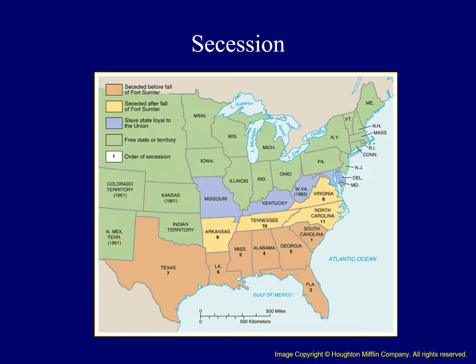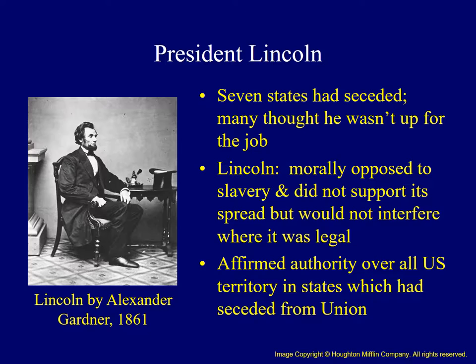Lincoln was morally opposed to slavery, yet he declared in his inaugural address, as he had many times before, he would not interfere with slavery in states where it was already legal. Instead, he would not allow its expansion into new territories. He also affirmed he would maintain American sovereignty over all U.S. territory in the states which had left the Union. This assertion was bound to lead to conflict.